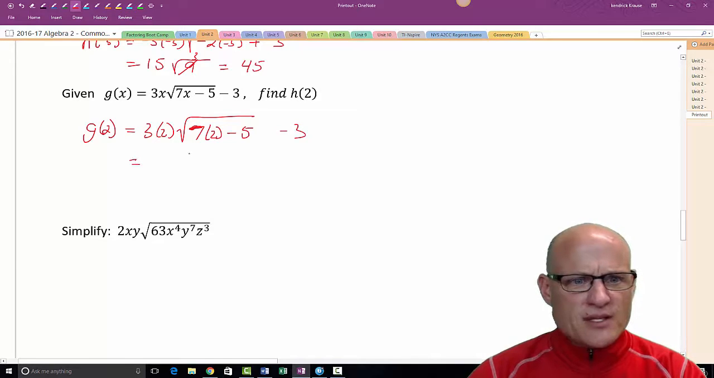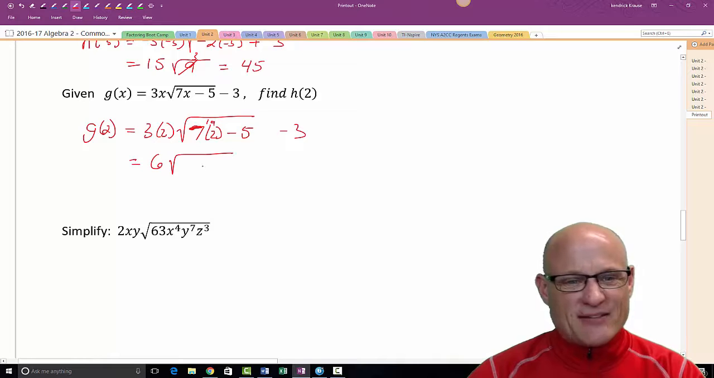-5 and then -3. So let's see. This is 6 square roots of 14 minus 5, which is 9, minus 3. The square root of 9 is 3, so I get 18 minus 3, which is 15.